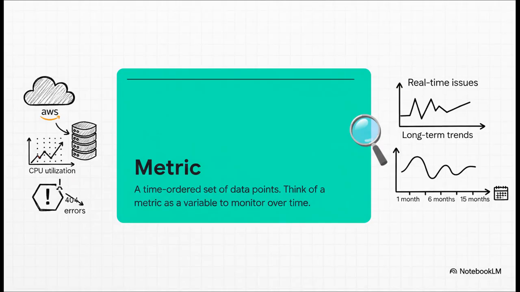Then, of course, you have the metric itself. This is the thing you're actually measuring over time, like CPU utilization for a server or errors for a Lambda function. And what's really amazing is that CloudWatch holds onto these data points for up to 15 months. That gives you this huge historical view for spotting long-term trends, not just what's happening right now.